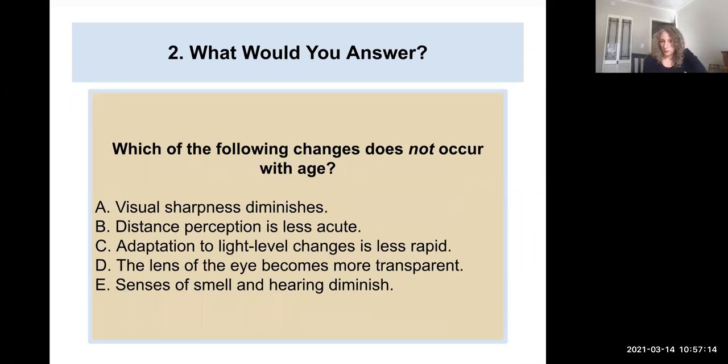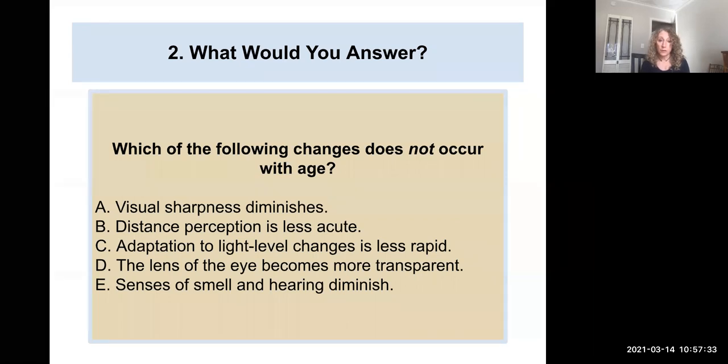And here's the last question. Which of the following changes does not occur with age? See if you remember that from earlier in this video. Believe it or not, this one is not C. All of the other ones do occur with age, but the lens of the eye becomes more transparent. Yeah, that is not one of the changes, but visual sharpness does diminish, distance perception is less acute, adaptation to light level changes is less rapid, and sense of smell and hearing diminish. And I think that's it.